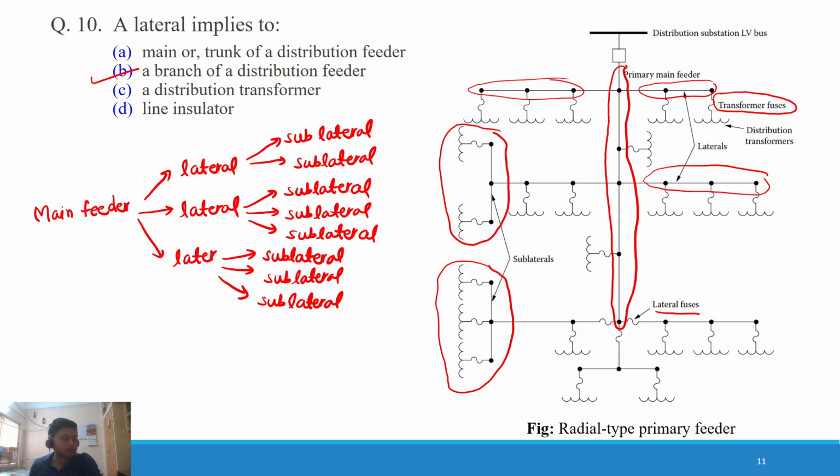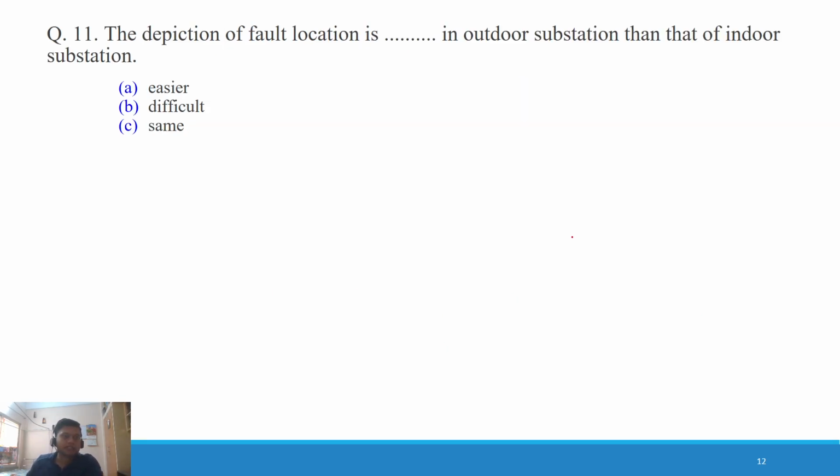Now let's move to the next problem. The next problem is: fault location detection is fill in the blanks, in an indoor substation than that of an outdoor substation. The options are easier, difficult, same. So this is a very easy question. I think you all are able to get it easily.